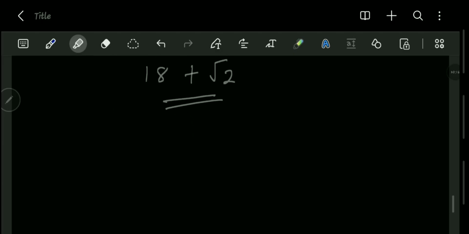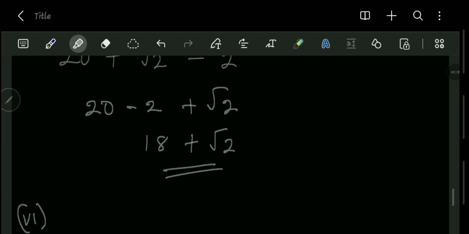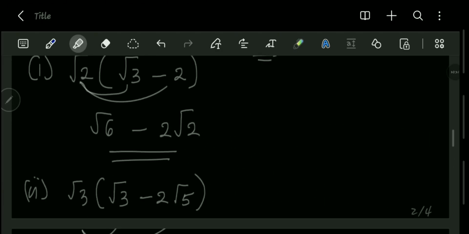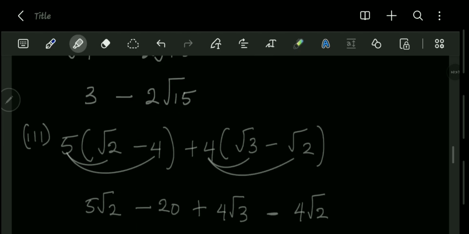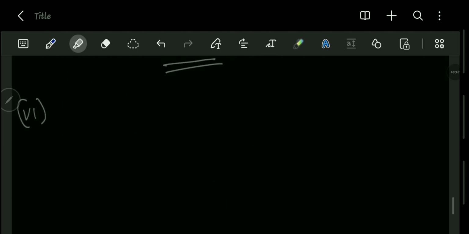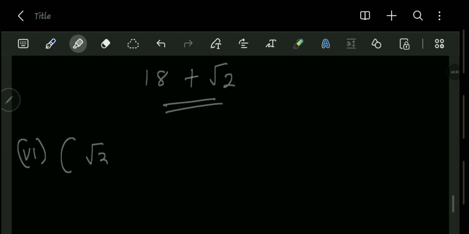All right. Then the last question for today, we are told to expand 3 minus 4 raised to power 2. So 3 minus 4 raised to power 2, right? I believe we all know what this means.